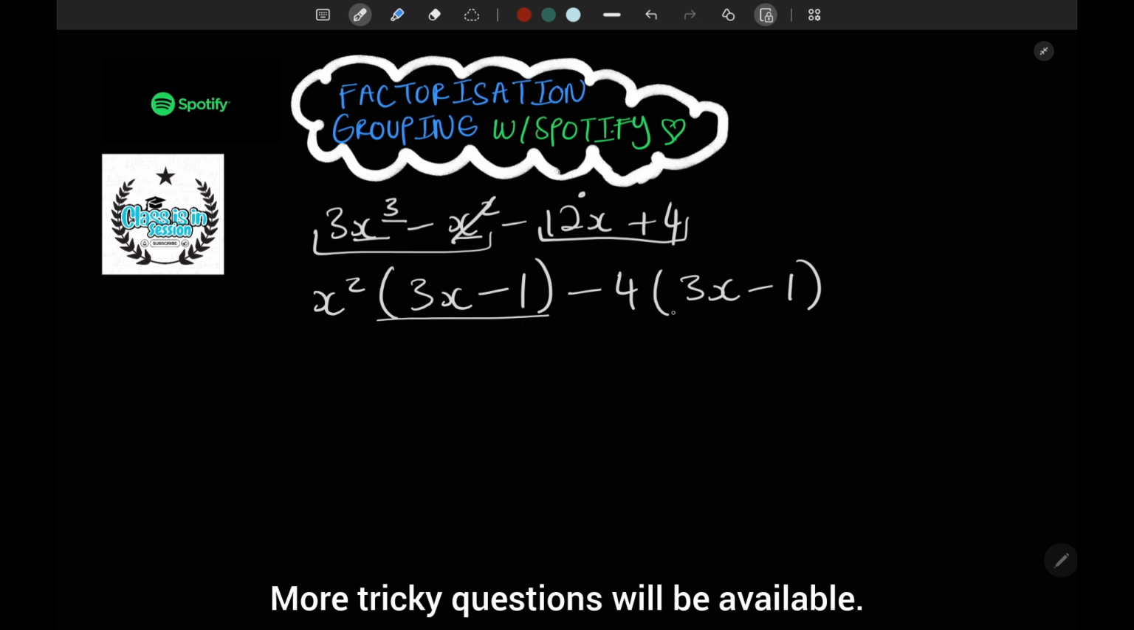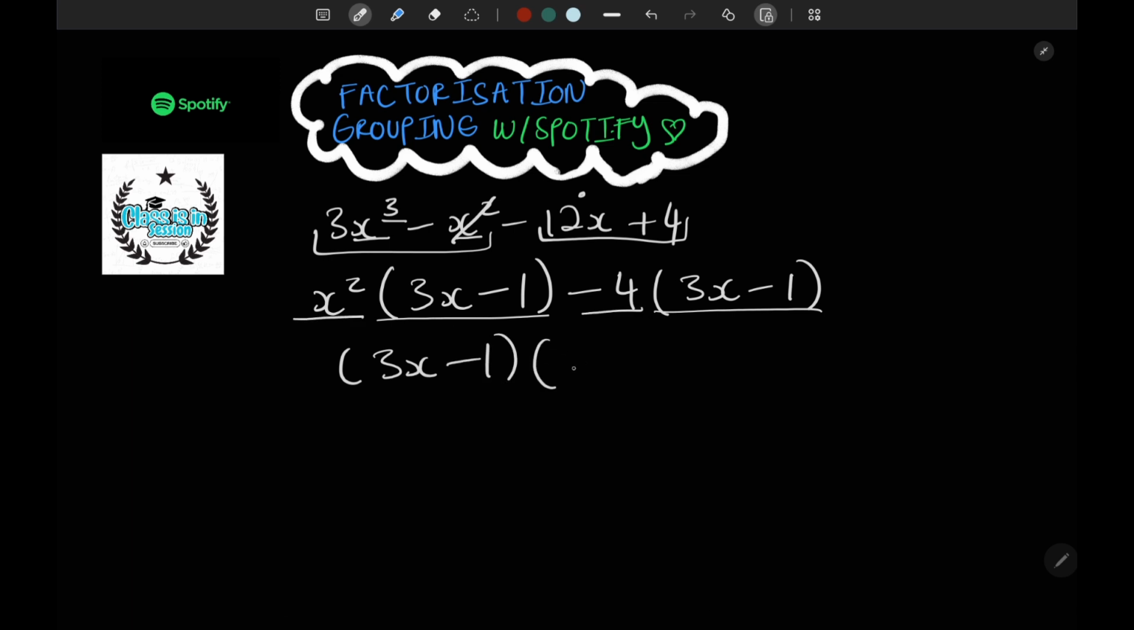You have 3x minus 1 and 3x minus 1. So you write this in the first bracket, 3x minus 1. In the second bracket, write what's outside. You have x squared minus 4. X squared minus 4. This is factorized.